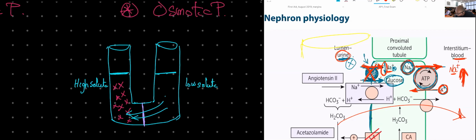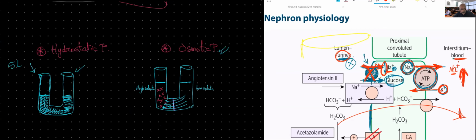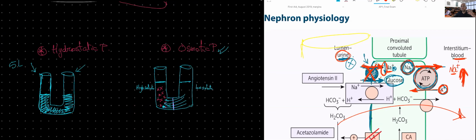So here, the water is dragged to the side with higher solutes. This is what we call osmotic pressure. And those are two different effective pressures that will contribute in the transport of fluid in and out.